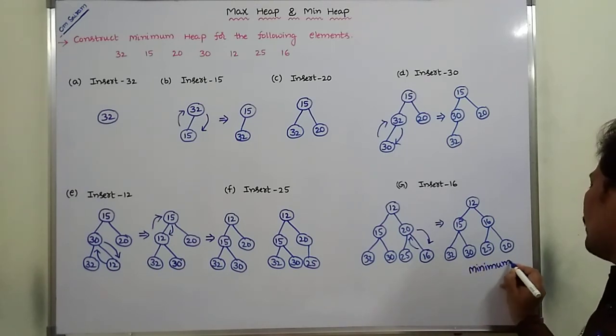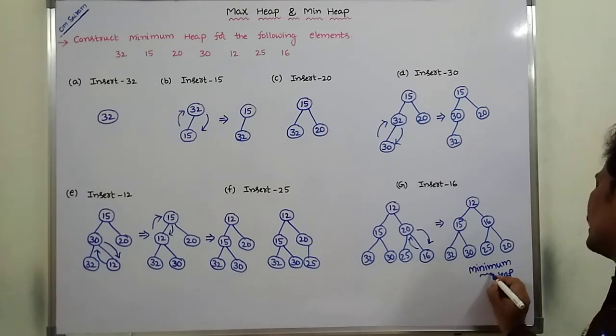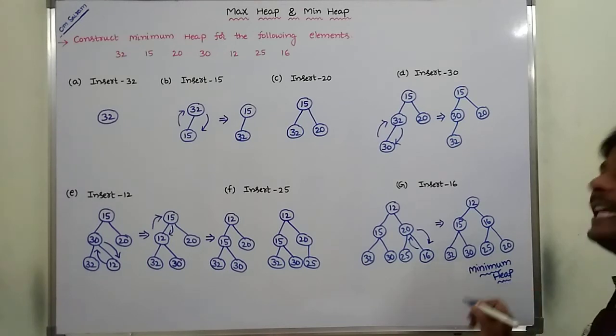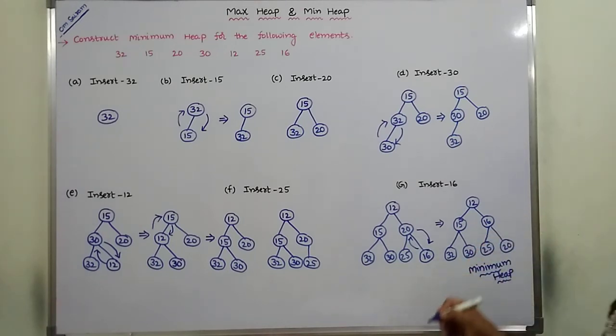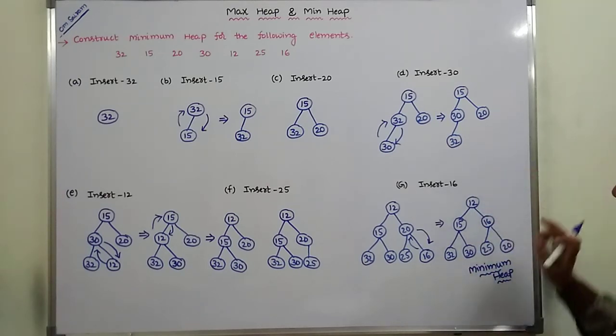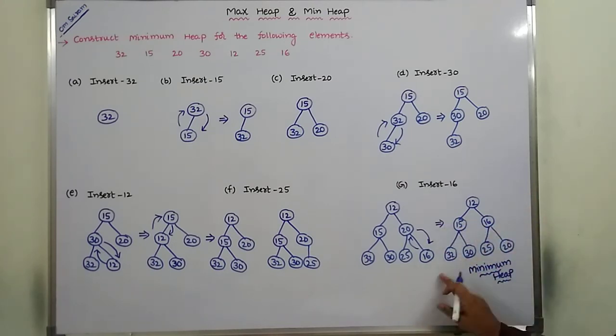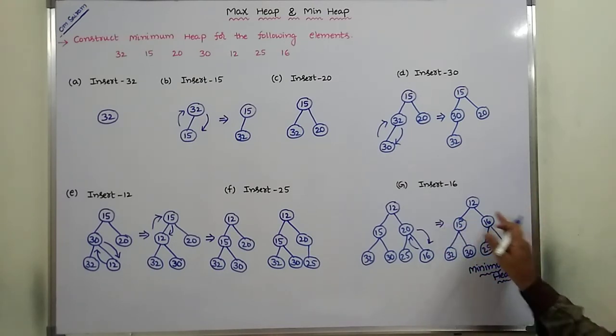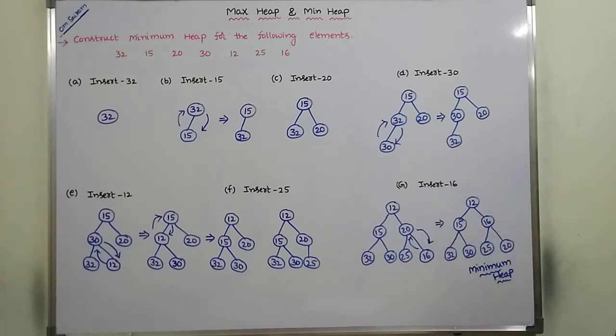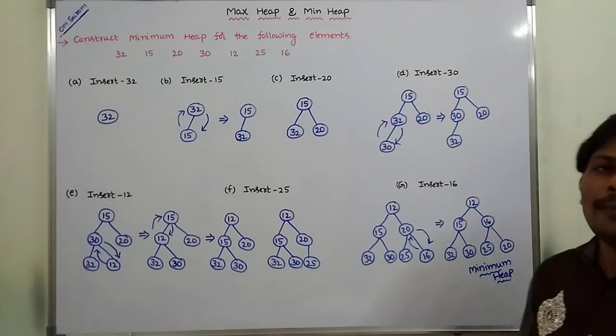So in the minimum heap, the parent node's value is always less than its children's values, or its descendants. So 12 is less than all its descendants: 15, 16, 32, 30, 25, 20. All are greater than the node 12. Now it is called a minimum heap.